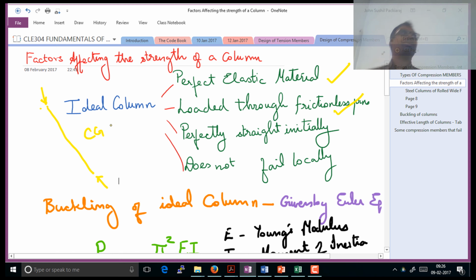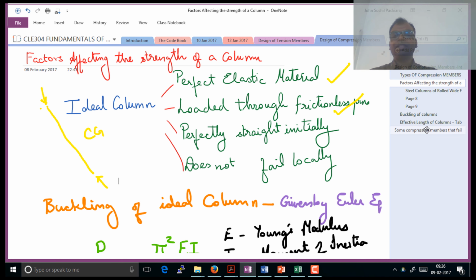What happens if a column is slightly bent? I don't know if you have noticed this. In your cycle, if one of the spokes is slightly bent, what is likely going to happen? If a spoke in the bicycle or motorcycle is bent, what would happen? It is more likely to buckle and fail. When one spoke fails, all the other spokes are also likely to fail. So this is what happens when you are not having a straight column.